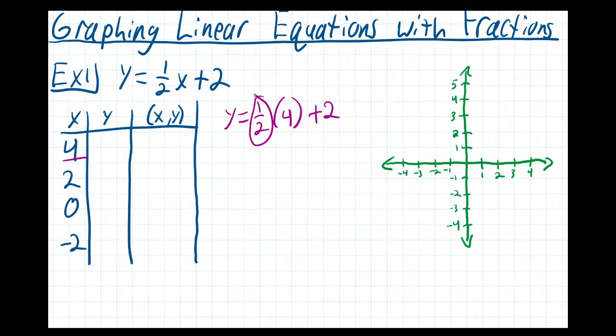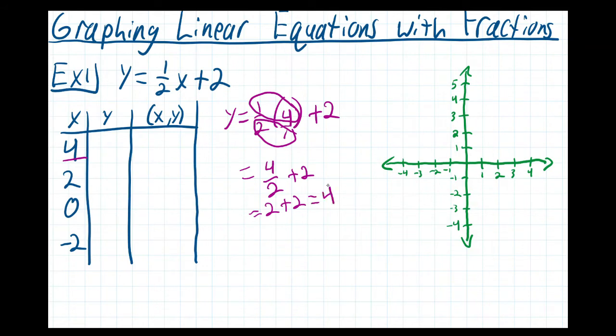So now, when multiplying fractions, you always want to multiply your numerators and multiply your denominators. So the number 4 is the exact same thing as saying 4 over 1. So that means I multiply 1 times 4 on top and 2 times 1 on the bottom. So I am now left with 4 over 2 plus 2. Well, 4 divided by 2 is just going to be 2. So I end up with 2 plus 2, and that's 4. So when x is 4, we get y is equal to 4. So then we have the ordered pair 4, 4.